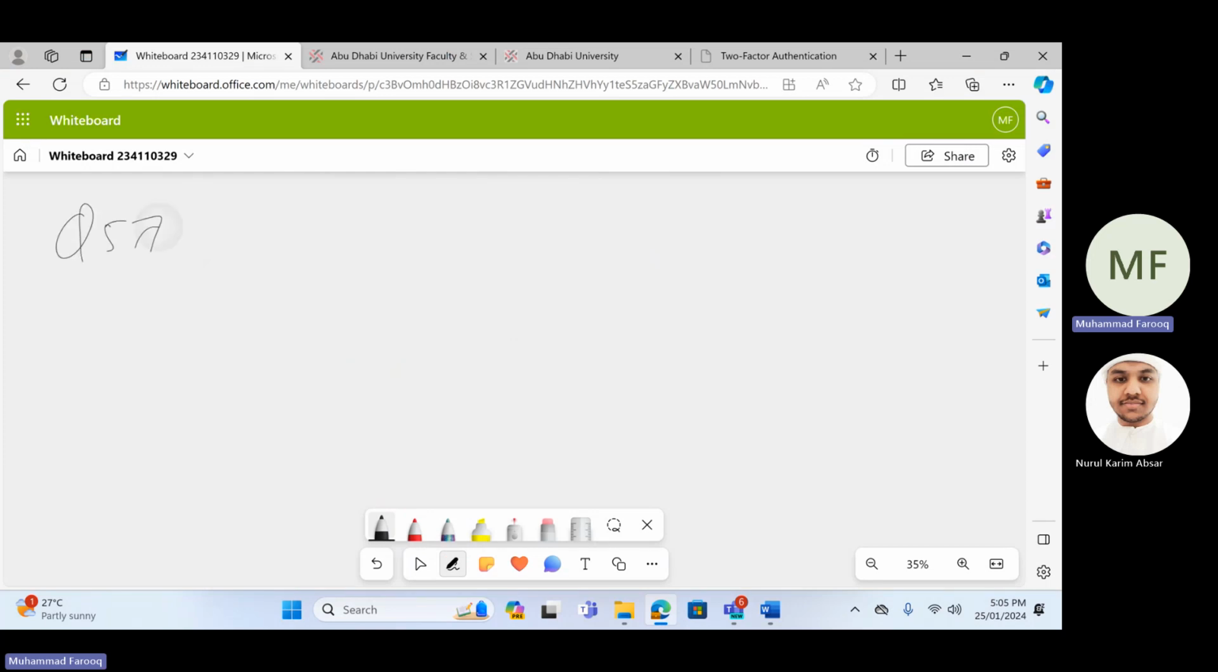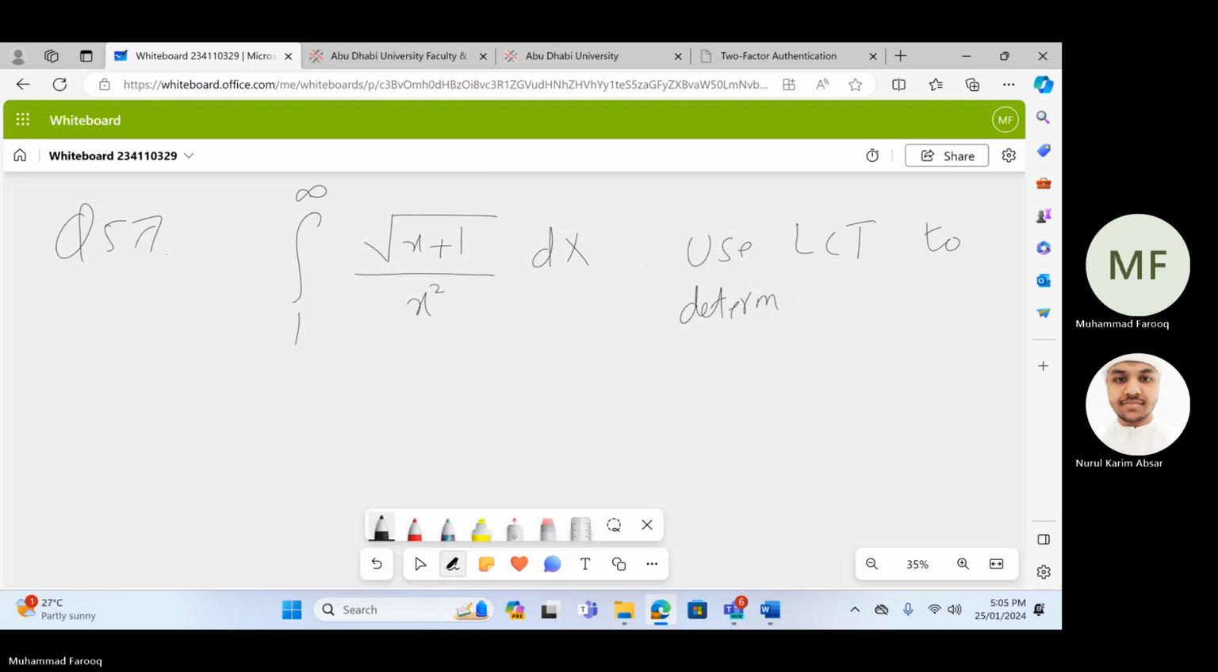Question 57 is the integral from 1 to infinity of square root of x plus 1 over x squared dx. Please use LCD to determine whether it converges or diverges.